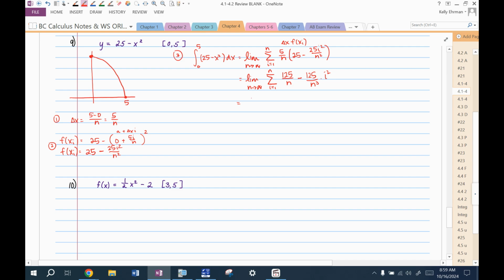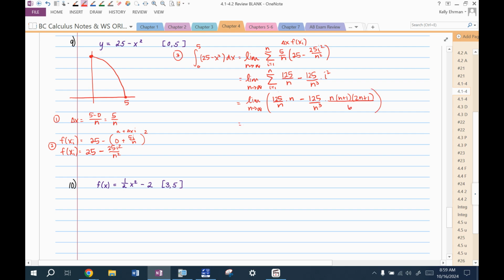Now I can take the sum. All right, and so the sum of this: 125 over n is a constant, so it gets multiplied by n. The sum of this constant times i squared is minus 125 over n cubed. And then, what is the sum of i squared from 1 to n? That's n times n plus 1 times 2n plus 1, all over 6.